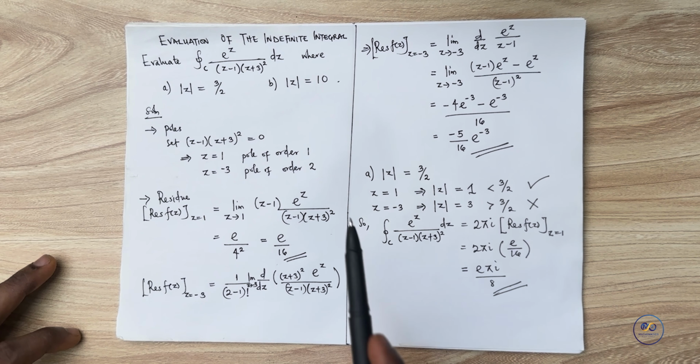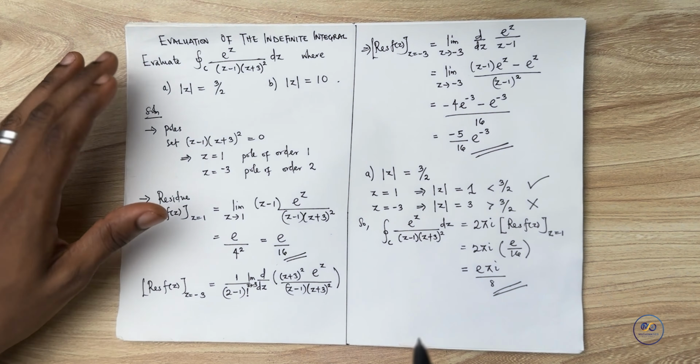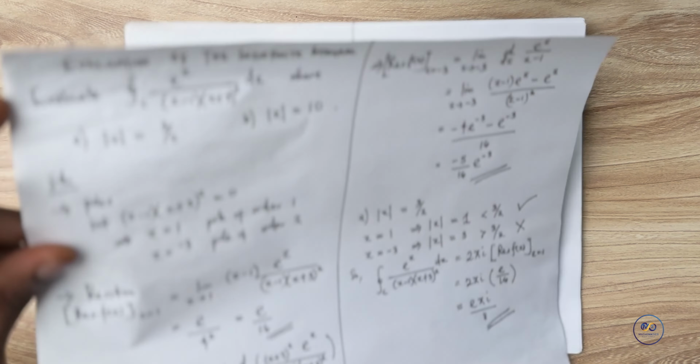evaluating on your end. Now, for absolute value of z equal to 10, what pole will qualify to be in it? Would it be one of the poles, would it be two of the poles, or both poles, or would it be none of the poles? Make your choice and then let's proceed to see which it is.